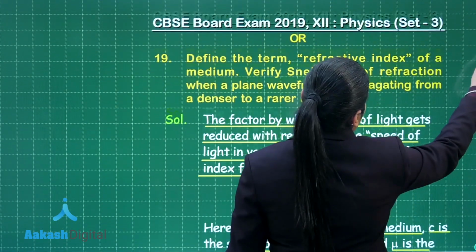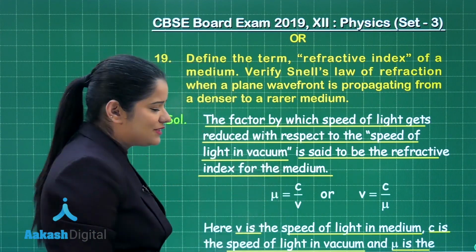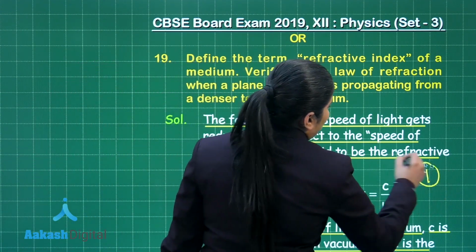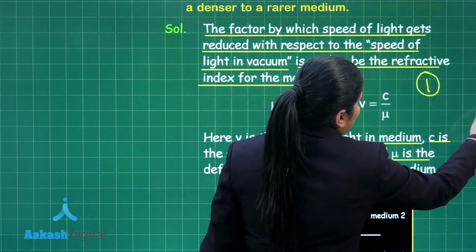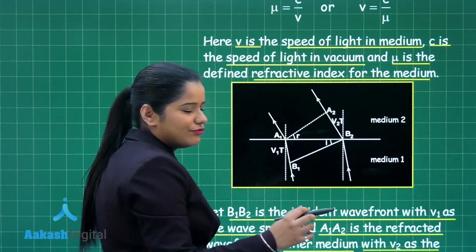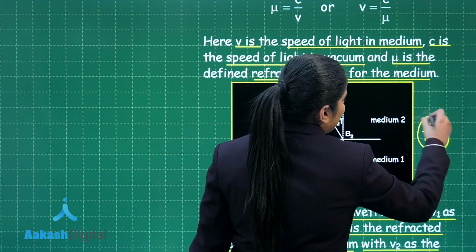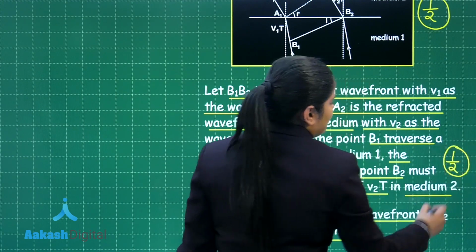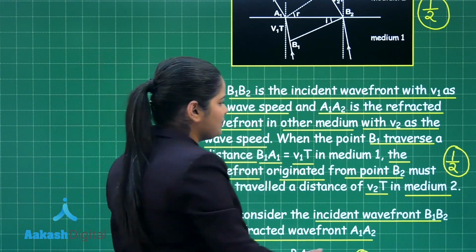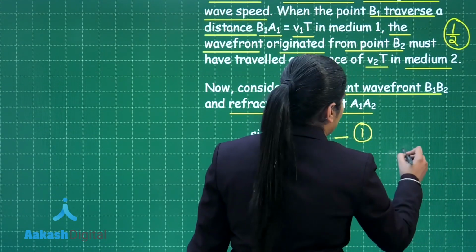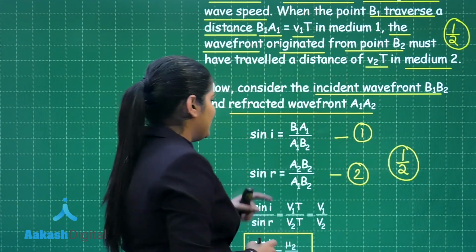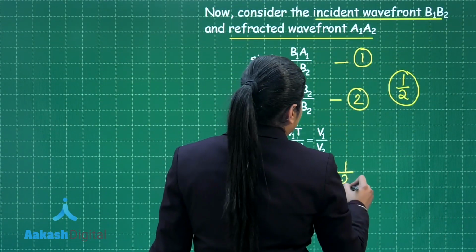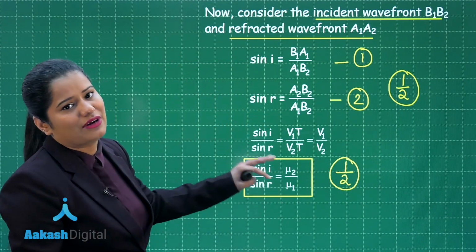Now let me explain the marking scheme for this question. For successfully answering the definition of the term refractive index, you are going to score 1 mark. Further, for the next part of the question, you are going to get 2 marks, out of which you will get half mark for drawing this diagram. You will get half mark for explaining how the wavefront is traveling from medium 1 to medium 2. You will get a further half mark for explaining this relation of sin i and sin r, and you will get the remaining half mark for finding this final expression.